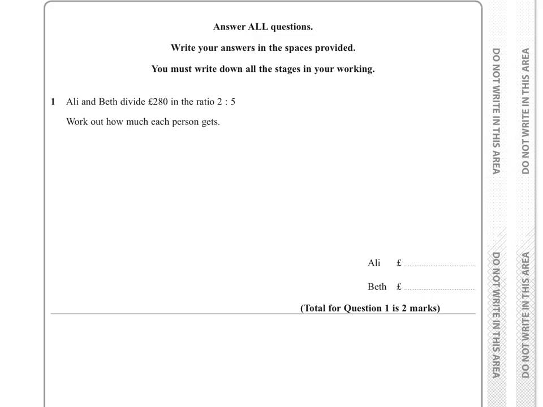Question 1. Ali and Beth divide £280 in the ratio 2 to 5. We have to work out how much each person gets. Well, if we have a ratio 2 to 5, then first we can count how many parts we are splitting it up into. So we have 2 parts to 5 parts, which makes 7 parts in total.